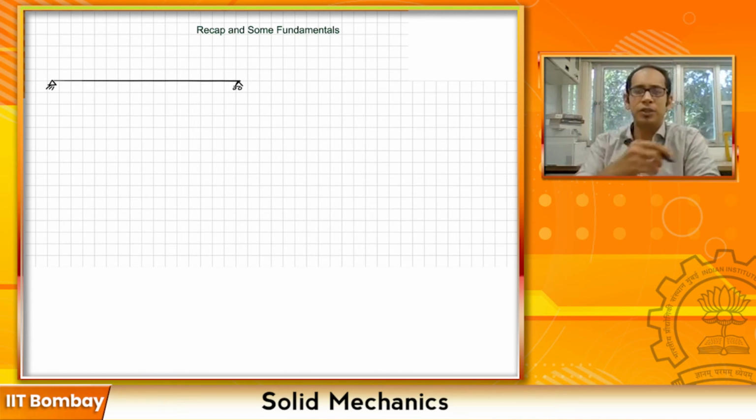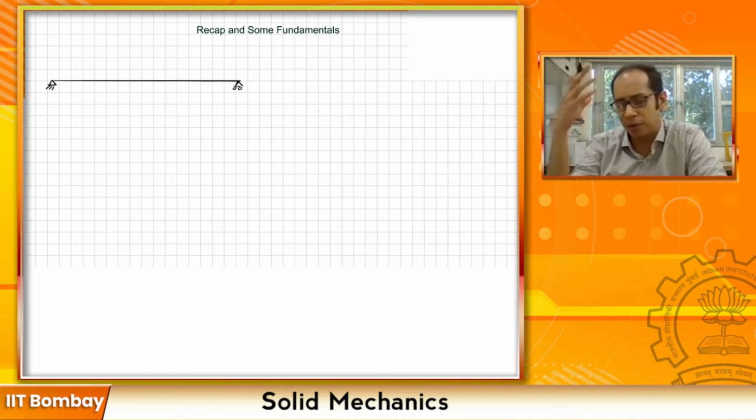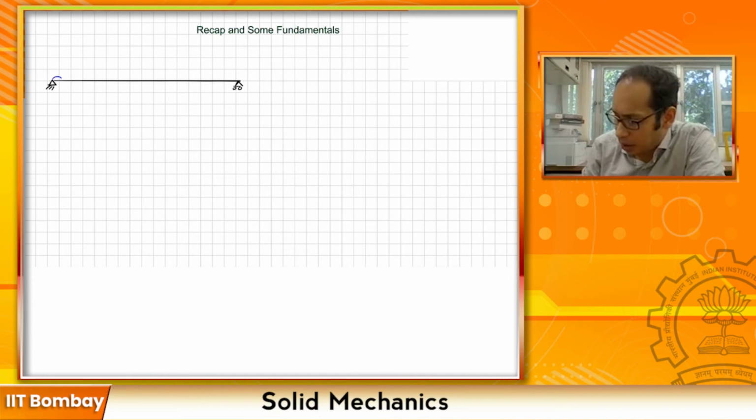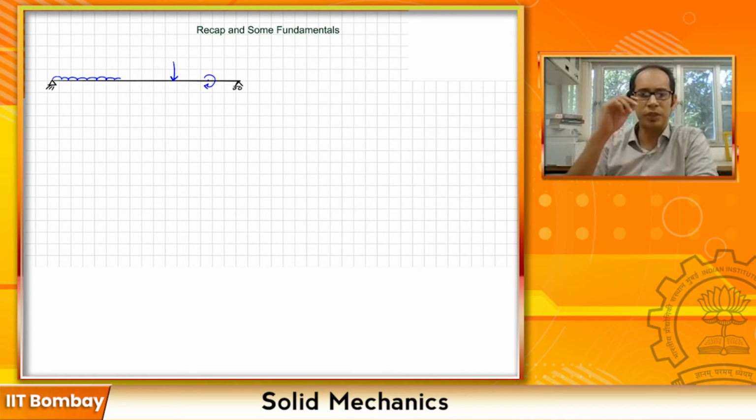And for the sake of discussion, let's say this beam has a variety of loading. Maybe it has a uniformly distributed load. Maybe it has a point load somewhere over here. Maybe at a particular point it has an applied bending moment within the beam itself.